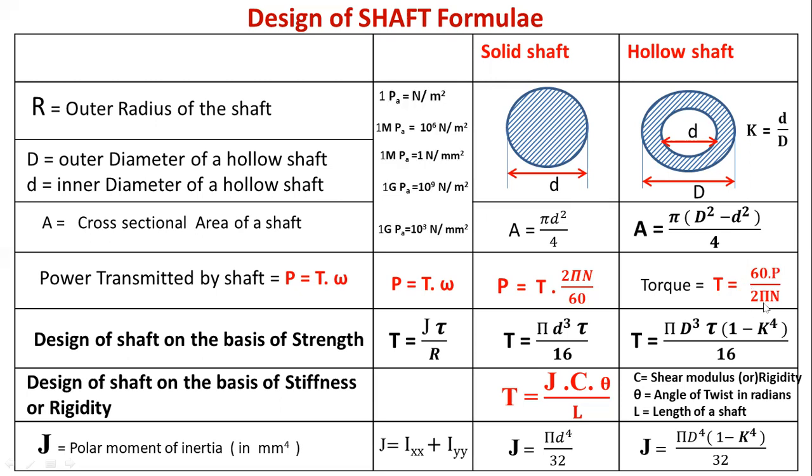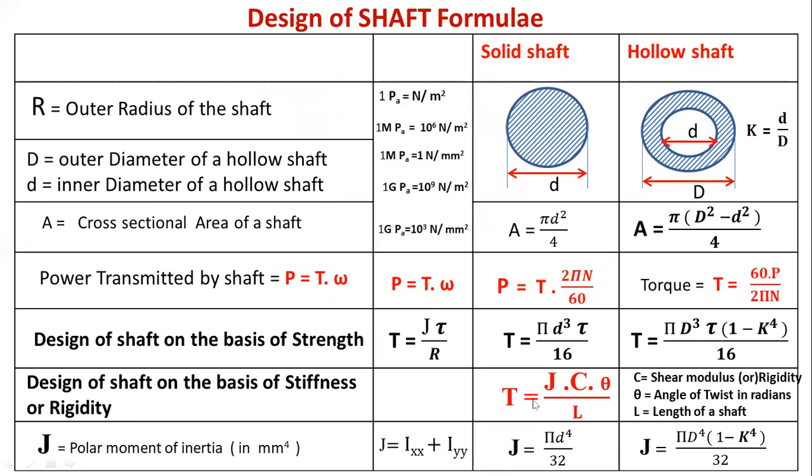After getting the mean torque value, we have to substitute this value in this equation: torque T equals pi d cubed by 16 into tau. This formula is used for the design of a solid shaft. After substituting the value of torque T in this equation, you can get the value of a suitable diameter of the solid shaft. In a similar way, you substitute the mean torque in this equation, and you can get the value of outer diameter or inner diameter of the hollow shaft. Here tau is the shear stress induced in the shaft material.